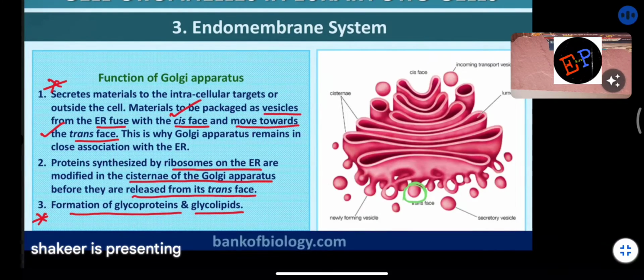Are you able to understand? Transportation of proteins and modification of proteins, as well as formation of glycoproteins as well as glycolipids. And one more function is formation of vesicles also. The vesicles which are required for transportation are also manufactured in the Golgi apparatus. So these are the different functions.